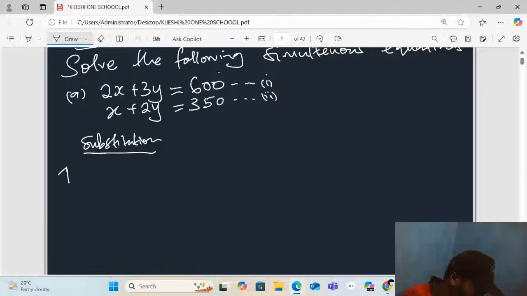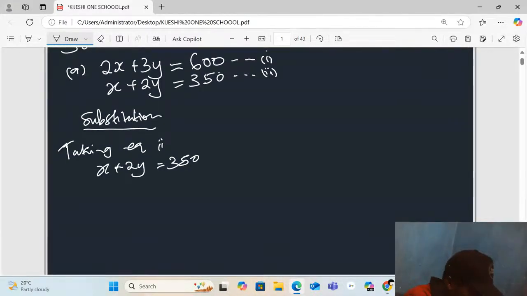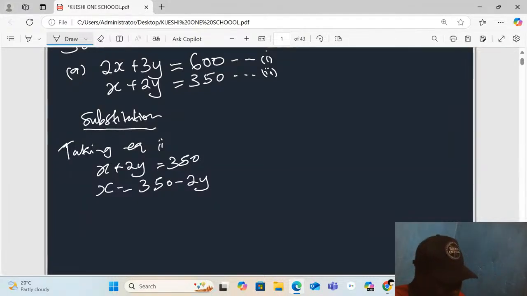Taking equation 2, we have x plus 2y equals 350. So our value of x is going to be 350 minus 2y. So this is now our value of x.